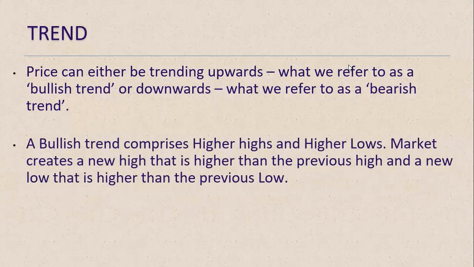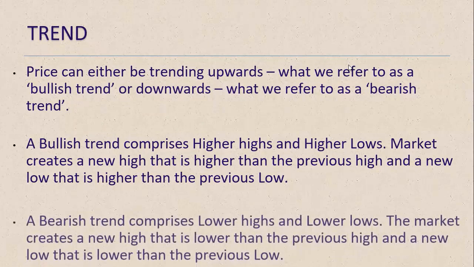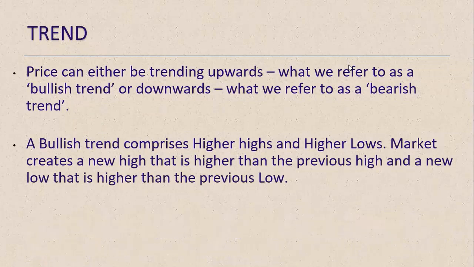So a bullish trend comprises higher highs and higher lows. So as market is moving, market creates a new high that is higher than the previous high and a new low that is higher than the previous low. And so let me just show you a simple illustration of how a bullish trend can look like.